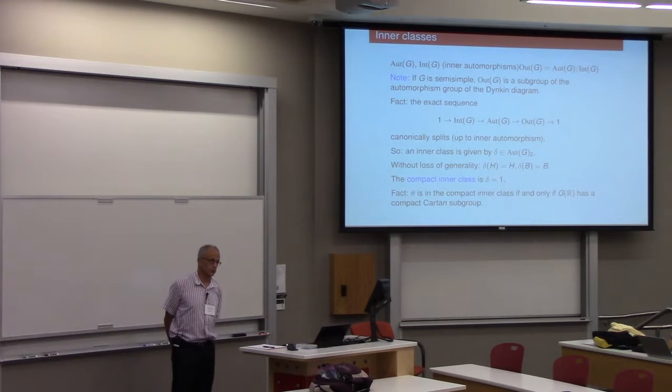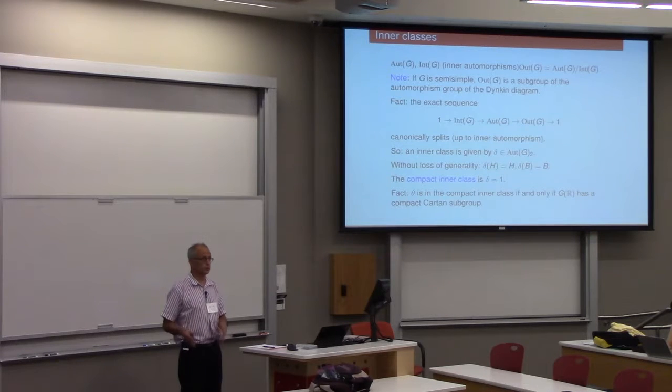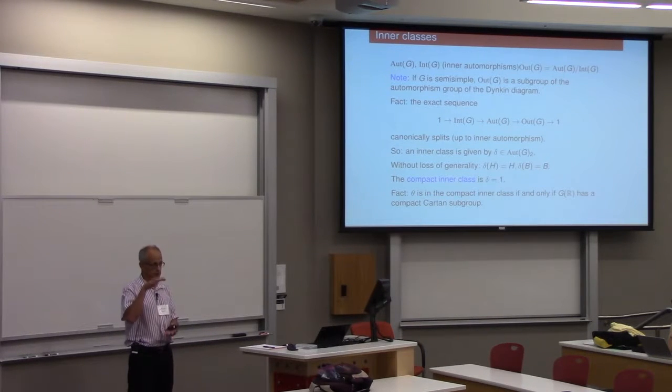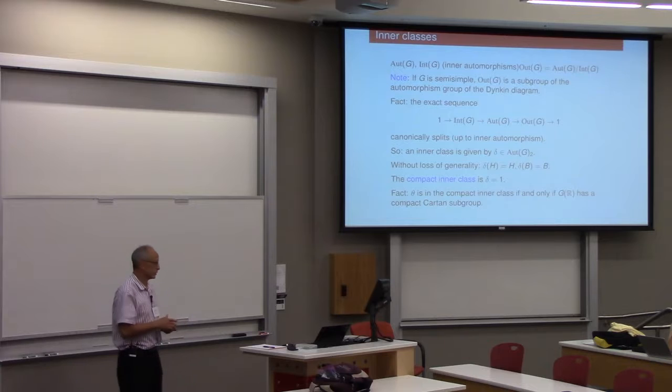And here's a basic heuristic, well, it's more than a heuristic, it's a fact, but it's a useful fact, which is that a given theta is in the compact inner class if and only if the corresponding real group has a compact Cartan subgroup. So, for example, for SO(p,q), all the SO(2p,2q) are in the compact inner class, and all of the SO(p,q) with p and q both even are in the compact inner class, and the ones where p and q are both odd are in the other inner class. And so that's very helpful.